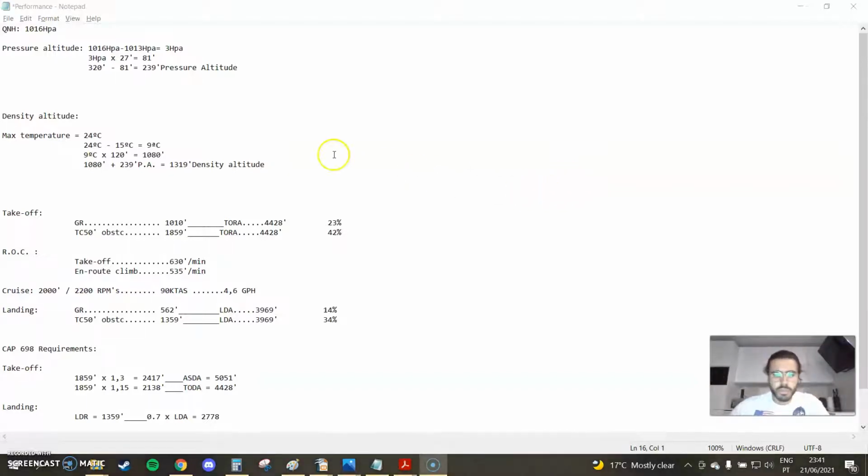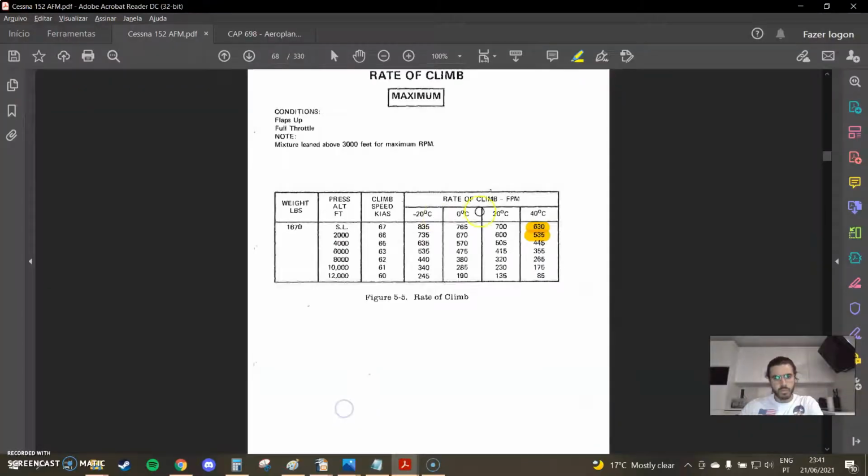Sorry guys, as I was telling you, we are just going to take off as if we are in an ISA environment from an aerodrome that is 1,319 feet of altitude, okay? And this is about density altitude. Once again, it's not mandatory. It's just nice to know how your aircraft is going to behave with the current temperature conditions. All right, and with this said, let's go back to the graphs.